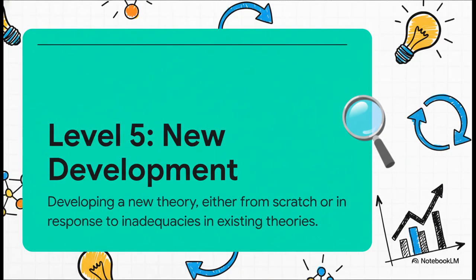And finally, we have the big one, Level 5, New Development. This is the giant leap. You're either building an entirely new theory from scratch, or you're proposing one because the old ones are just, well, they're broken and don't work anymore. This is as novel as it gets.